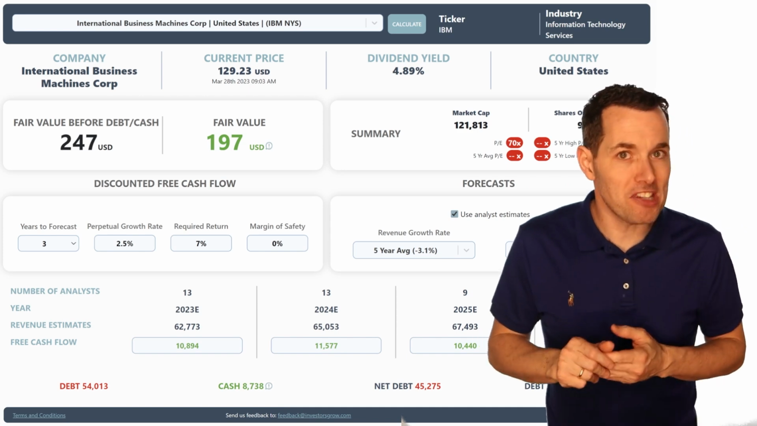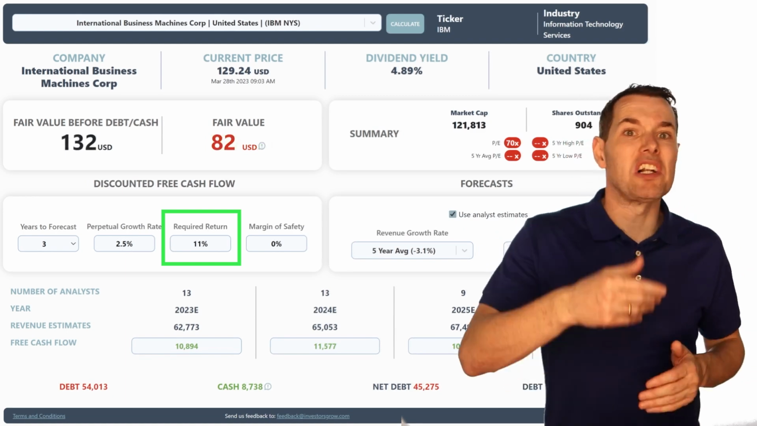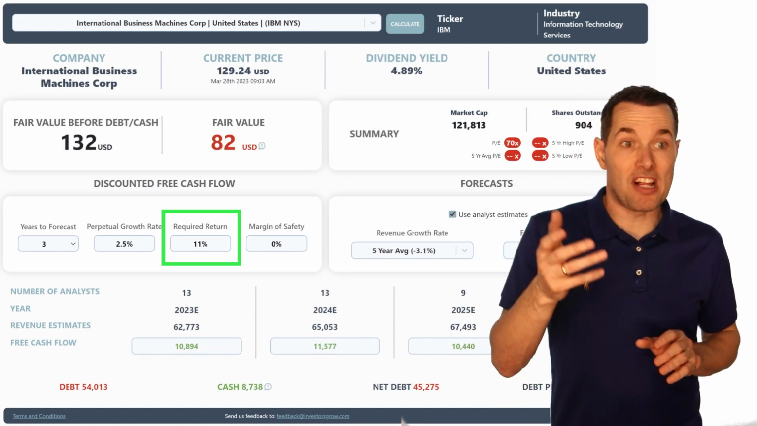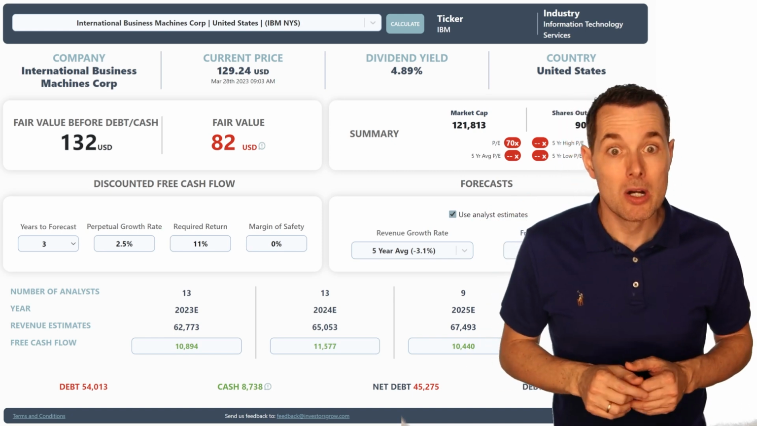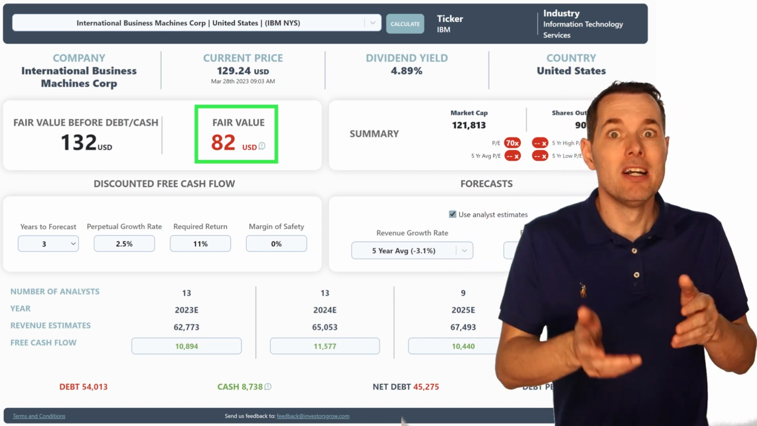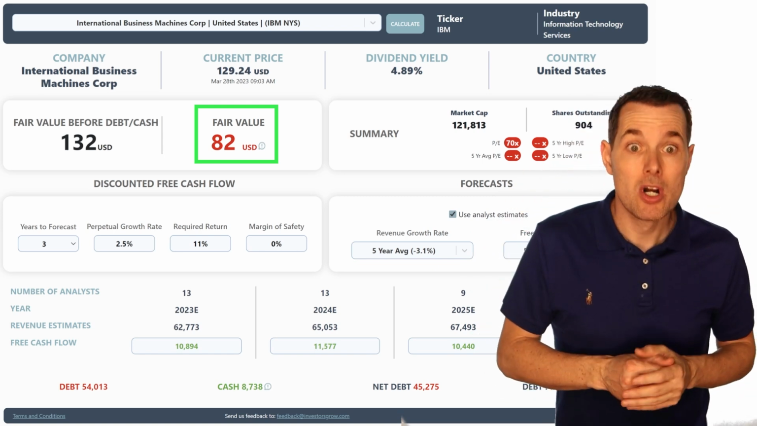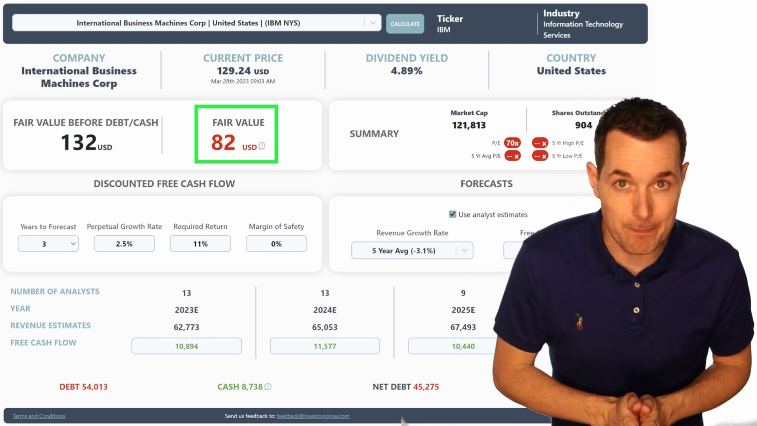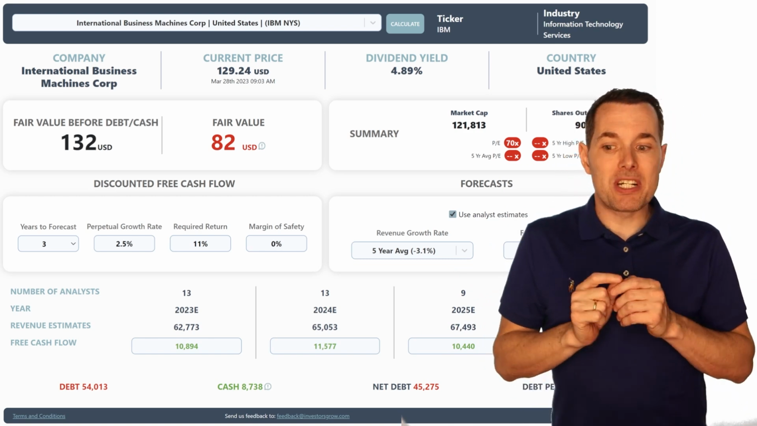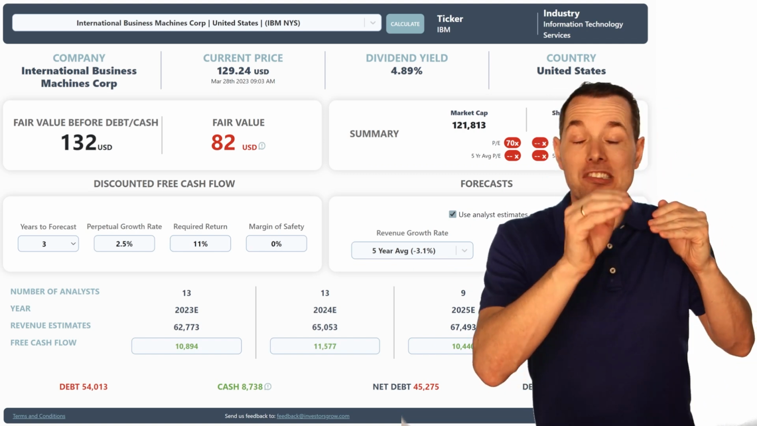Well, what about the flip side of that? What if we don't want 9%? We certainly don't want 7%. We want even more. We want 11%. The market, after all, has averaged about 9 or 10%. We want 11. We want to beat the market. Well, we have to pay a lower price. Right now, we can see that using an 11% required rate of return, the fair value drops down to $82 per share.